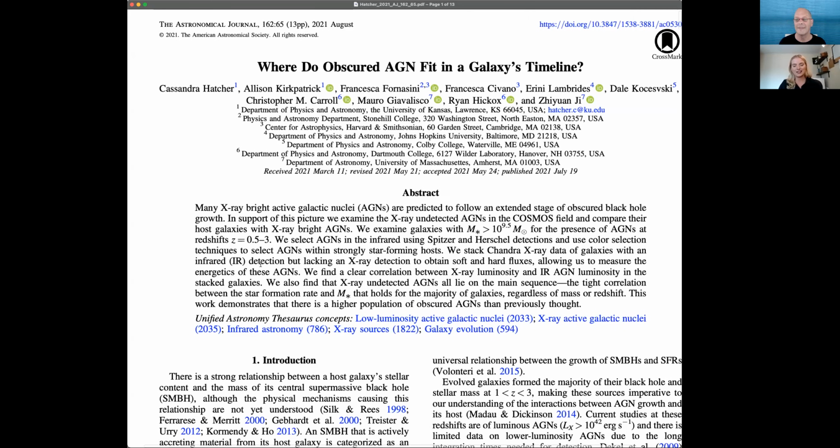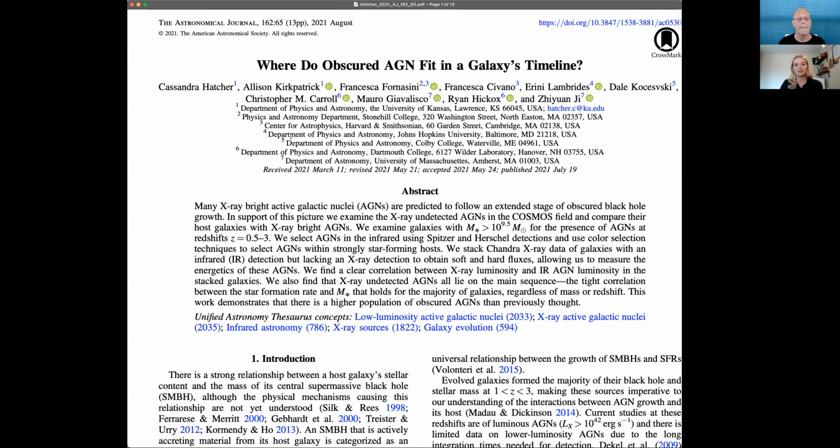Yes, first, I'd like to say thank you to my advisor through the 3 years I've worked with her. She was amazing and very helpful, as well as all of our other collaborators, especially Francesca Fornacini. She really helped me figure out how to do the X-ray stacking that we'll be talking about later. So thank you to all of those who helped me.